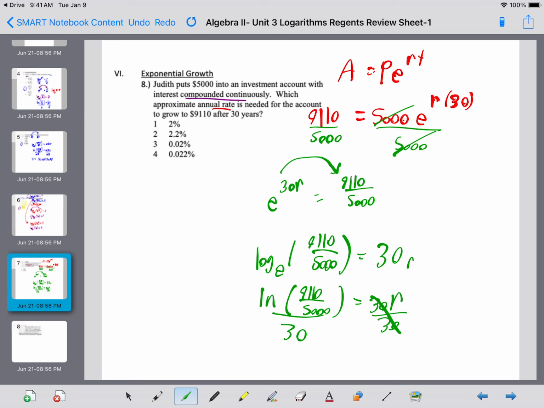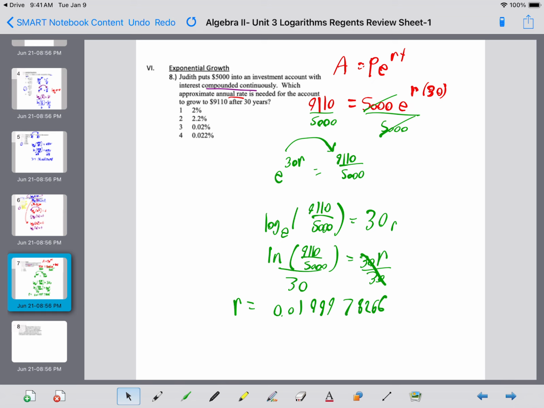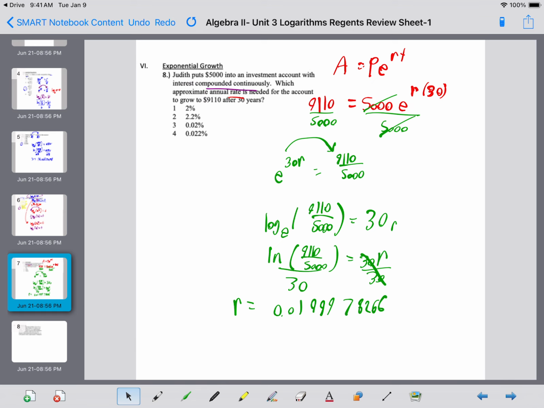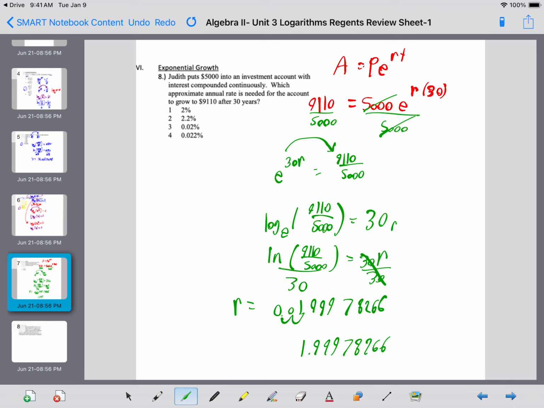0.0199978266. Be careful. This is a rate. We want the percent. So, in order to get a percent from a rate, you move the decimal to the right 2. And you would get 1.99978266, which is approximately 2%. Okay?